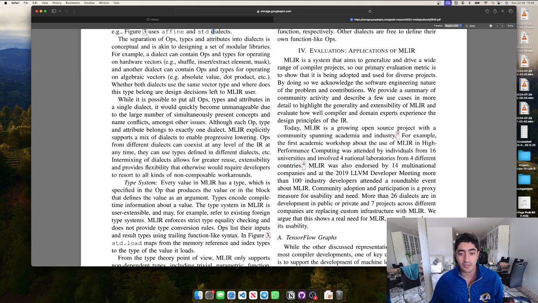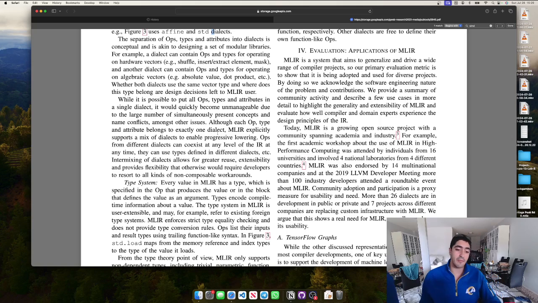Although each operation, type, and attribute belongs to exactly one dialect, MLIR explicitly supports a mix of dialects to enable progressive lowering. Operations from different dialects can coexist at any level of the IR. At any time, they can use types defined in different dialects, etc. Intermixing of dialects allows for greater reuse, extensibility, and provides flexibility that otherwise would require developers to resort to all kinds of non-composable workarounds.